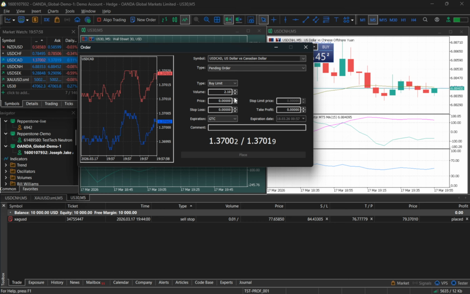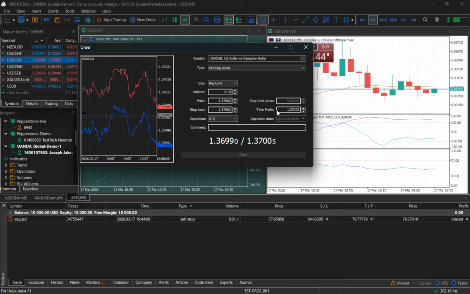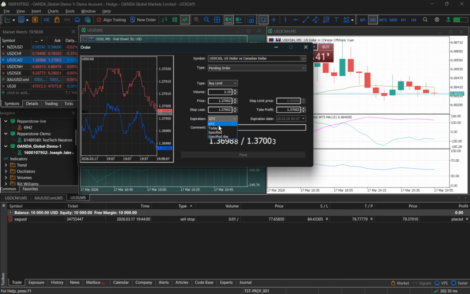You can also add optional protections: a stop loss to cap potential downside, a take profit to automatically secure gains at a chosen level, and an expiry time if you don't want the order to remain active indefinitely. When you've reviewed everything, click Place Trade or Submit. Your limit order is now pending and will remain idle until price reaches your level.